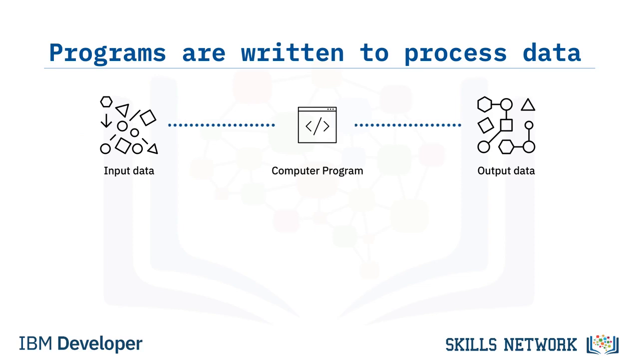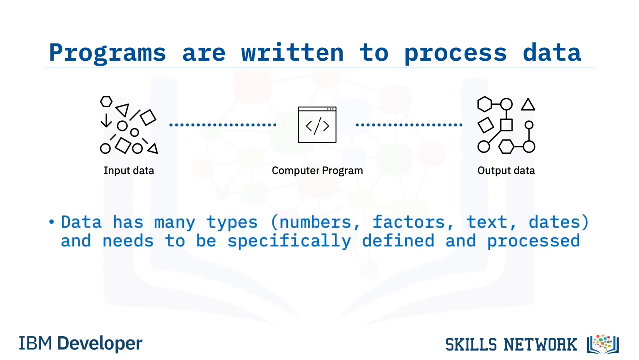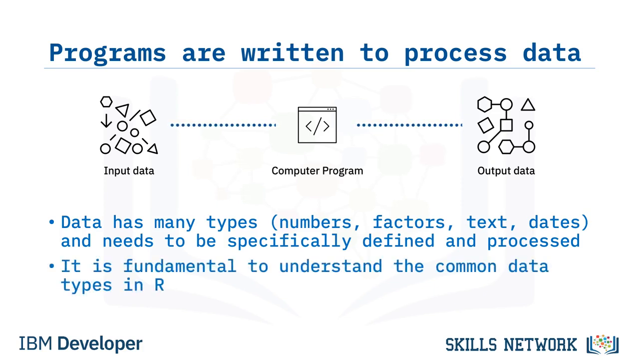process data. Data has many types, like numbers, factors, text, and dates. Each type must be defined and processed properly by programming languages to achieve the correct result. Thus, before you learn how to process data using R, it is fundamental that you understand its common data types.